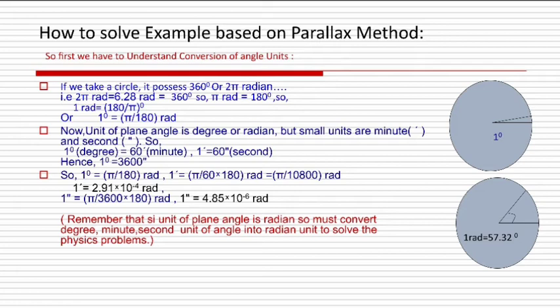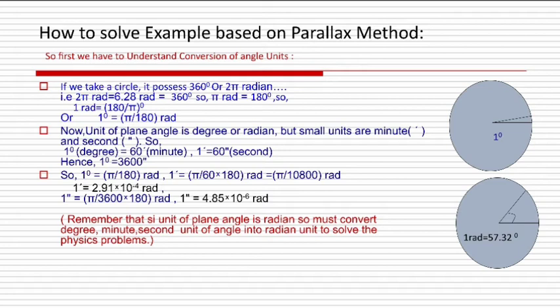So 1 degree is equal to 60 minute is equal to 3600 second, or 1 minute is equal to 60 second. 1 degree is 3600 second in this way. So 1 degree is equal to pi upon 180 radian. Same way 1 minute is equal to pi upon 60 into 180, that is pi upon 10800 radian.